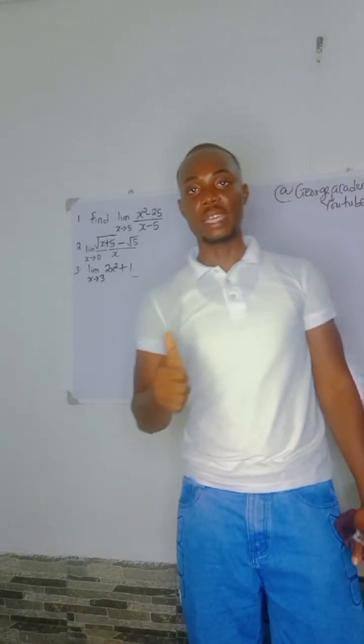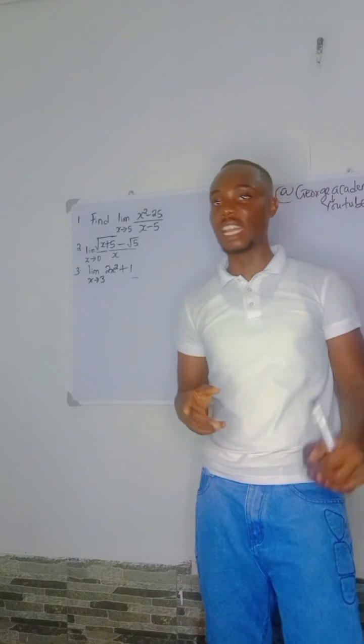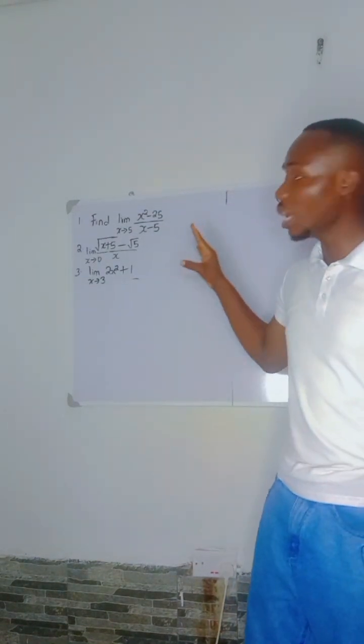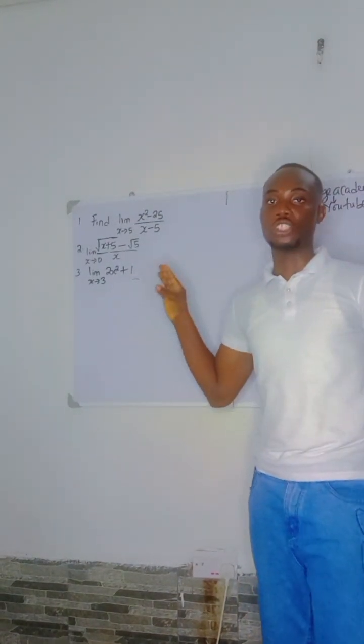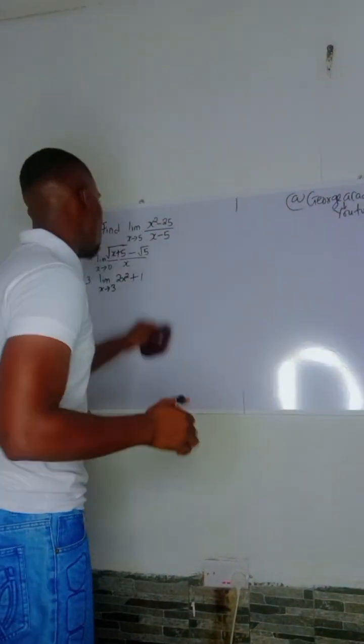The first one is by direct substitution. The next is by factorization. And the last one is by rationalizing the numerator or denominator. Now let's look at some problems and identify which of those methods you are going to apply.